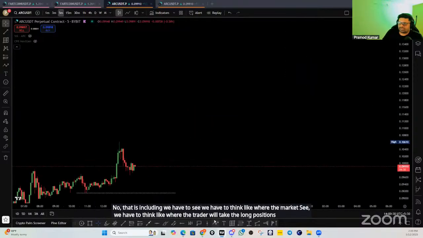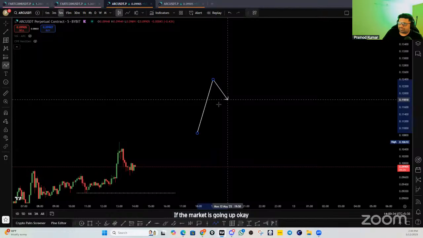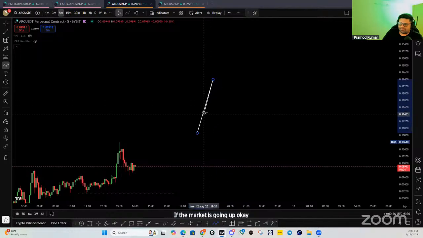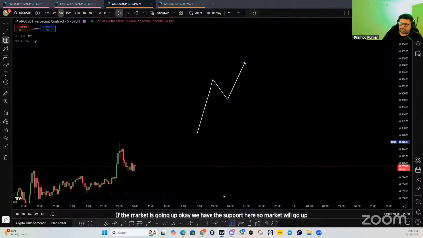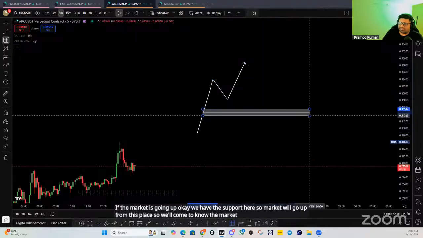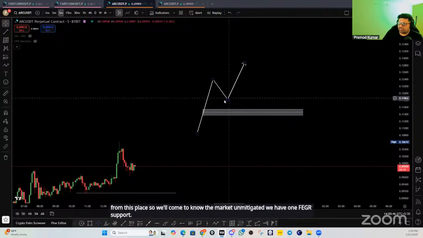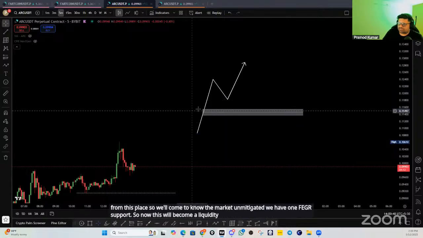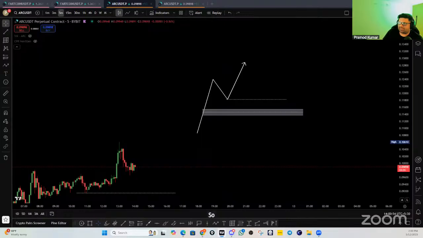For example, if the market is going up, we have the support here. So the market will go up from this place. We'll come to know the market is unmitigated. We have one FVG or support. So now this will become a liquidity at this place. It will be valid until the market is roaming nearby.